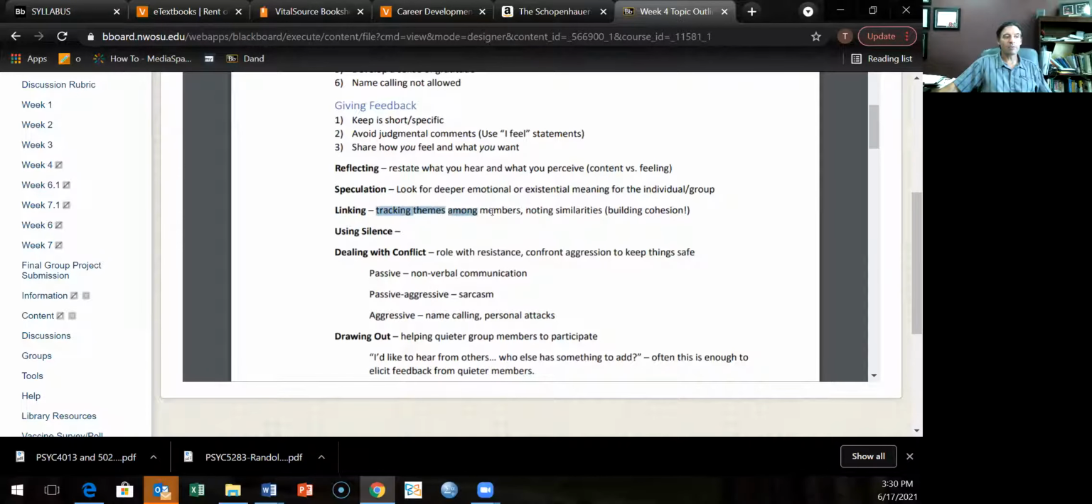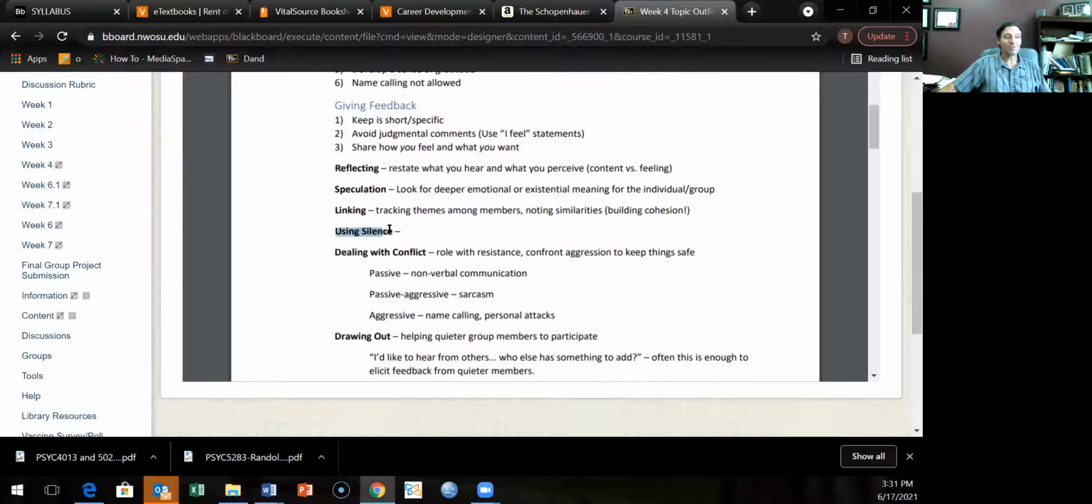Linking, we mentioned this briefly. This is tracking themes among members, noting similarities. I heard Bob and Jill, they both shared this really stressful experience of getting ill with COVID. And I'm wondering if other people are experiencing anything similar, and whatever might come up.